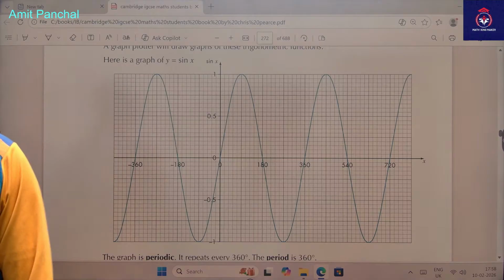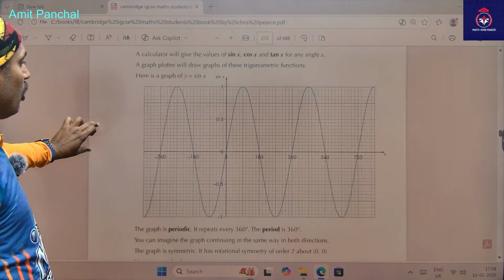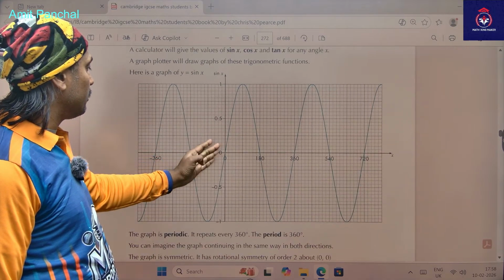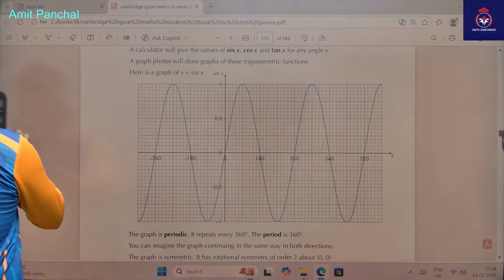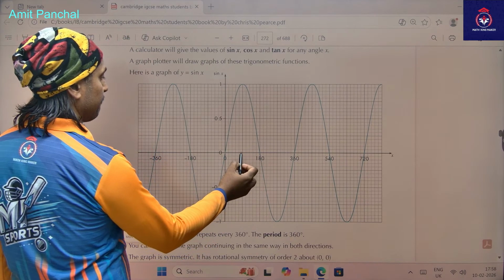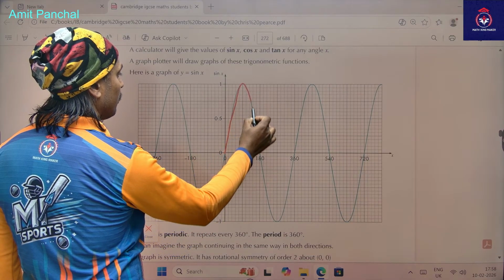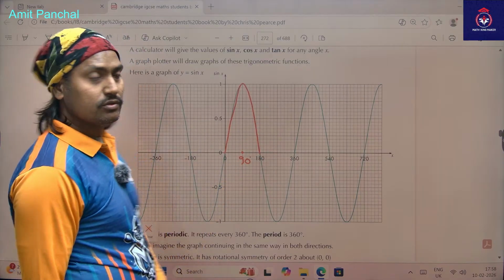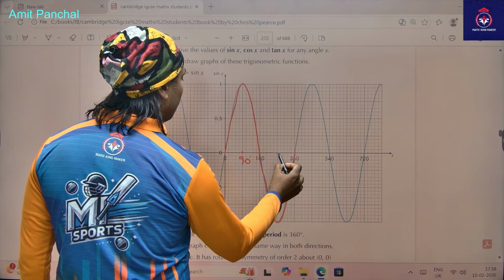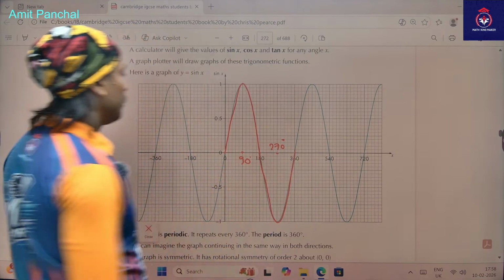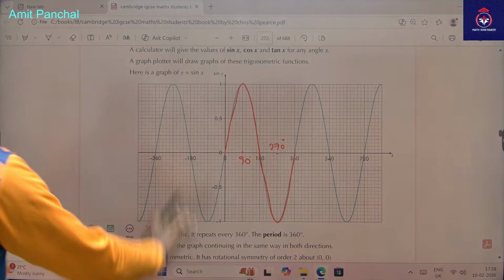The question is just you need to see how the sine graph looks. The sine graph starts from 0, and up to 90 degrees it rises to its maximum at 90 degrees. Again it is going down, at 180 it is 0 again, and from 180 to 360 it is going down. At 270 it becomes -1. This is your sine graph, you need to remember it.